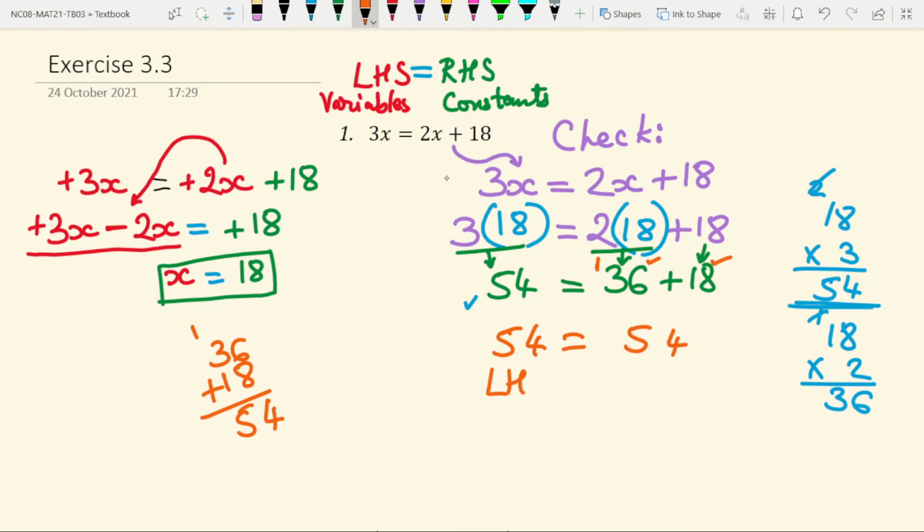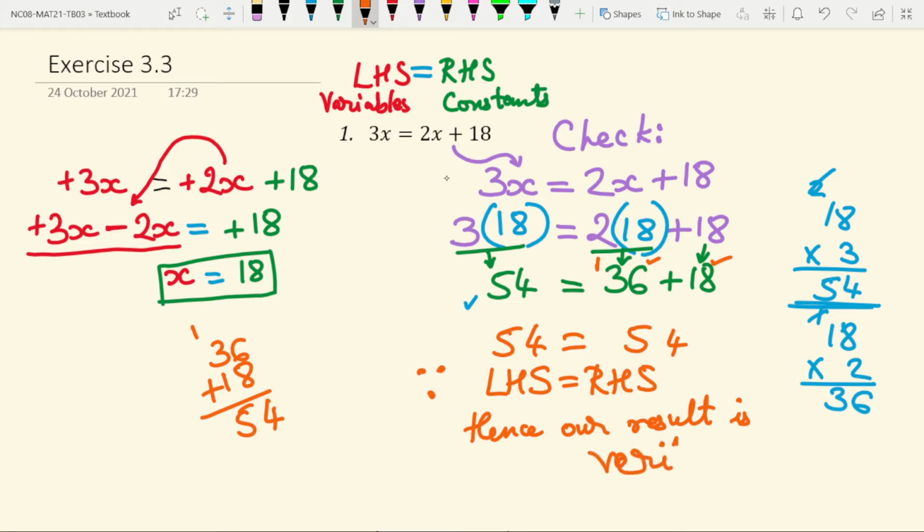So in analysis we have got the value of the LHS as 54, and the value of the RHS is also 54. Because LHS is equal to RHS, our answer has been verified. If our answer was not right, then we would not have got LHS equal to RHS. We would have got LHS different from RHS. So because LHS is equal to RHS, our result is correct.